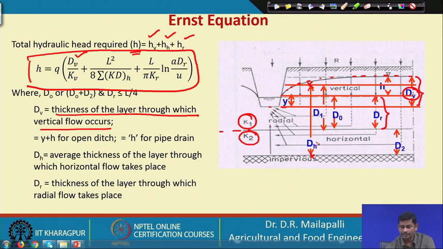These depths are very important, and y is the water level in the drain. dV is the thickness of the layer through which vertical flow occurs, d0 or d0 plus d2. And dr, the thickness of the aquifer through which radial flow takes place, will be less than or equal to L/4.